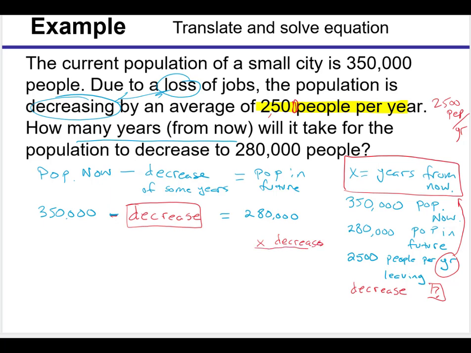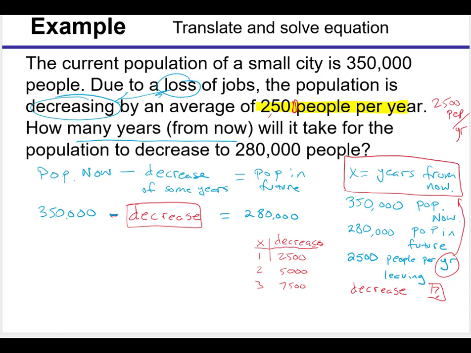Like, if the year is 1 year, in 1 year, how many people were decreased? Well, they lost 2,500. In 2 years, how many people did they lose? Well, they lost 2,500 the first year, 2,500 the second year. That means they lost 5,000 people. In 3 years, how many people did they lose? Well, they lost 2,500 in each of those 3 years. That's 7,500.